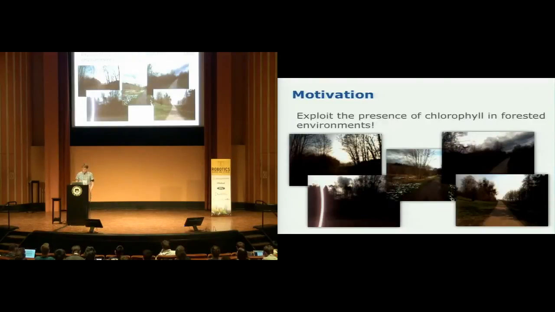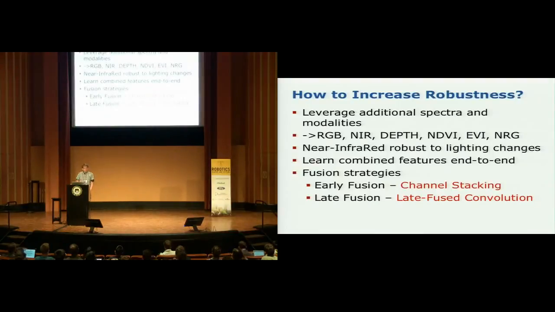So, if you look at photogrammetry, it's known that one can use the presence of chlorophyll to detect where the forest environment is. So why not use this information? So we do not only take the RGB image, we also take more of the spectrum of the visible light. We collect the data with near-infrared images, we also use the depths, and thereby one can compute the normalized difference vegetation index, the enhanced vegetation index, and a combination of near-infrared and red and green values. It is known that near-infrared is more robust to lighting changes than red, green, and blue.